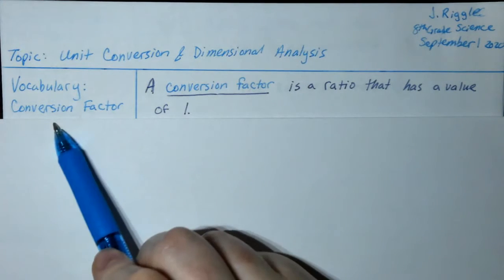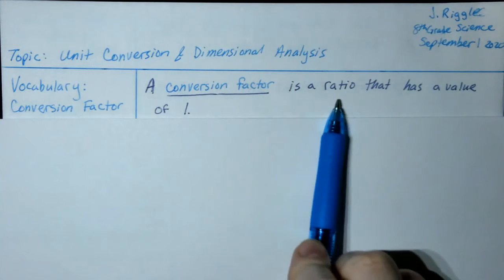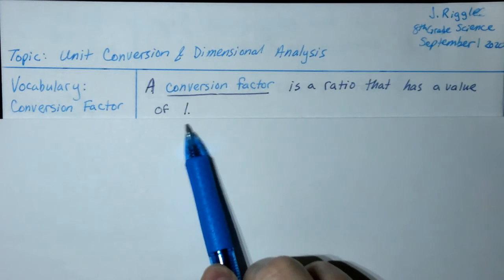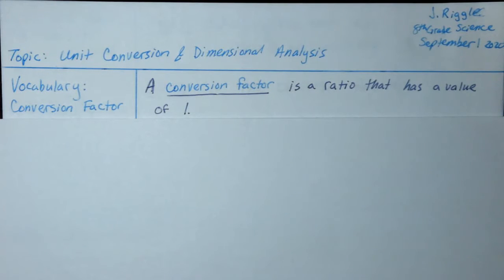So first vocabulary term is conversion factor. A conversion factor is a ratio that has a value of 1. So that means that it is a ratio or a comparison in which both pieces are equal, even if the numbers are different. I'm going to go ahead and keep talking. It'll make a little more sense as it starts to sink in.